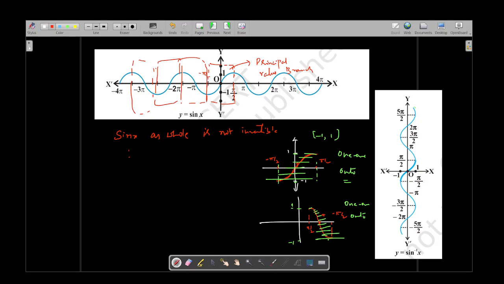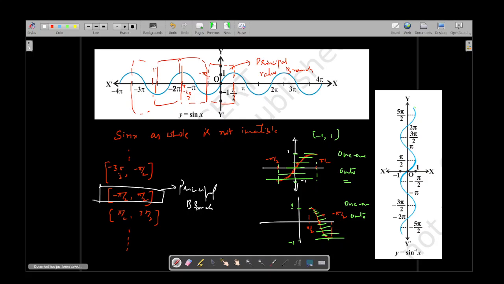So I'll write a few. I can write from minus 3 pi by 2 to minus pi by 2 is one branch where it is 1-1 and onto, and minus pi by 2 to pi by 2 is another branch. Then we can have pi by 2 to 3 pi by 2, and so on. I'm interested in this interval, and this is called the principal branch.